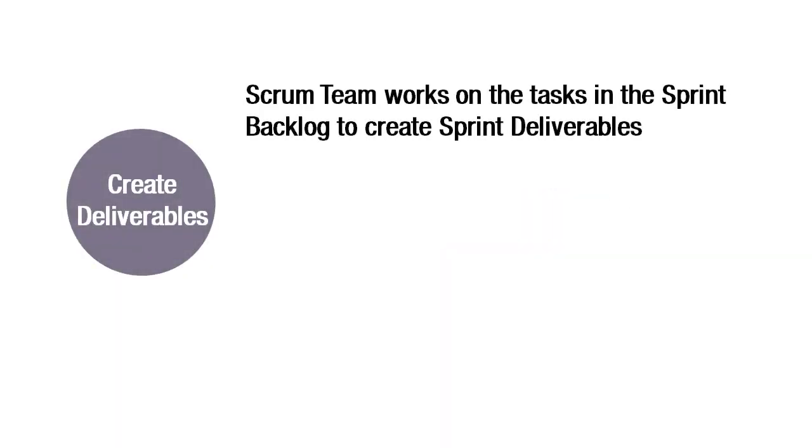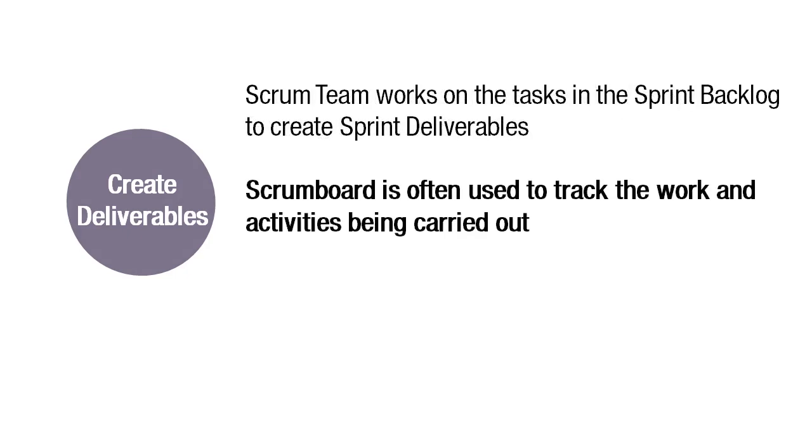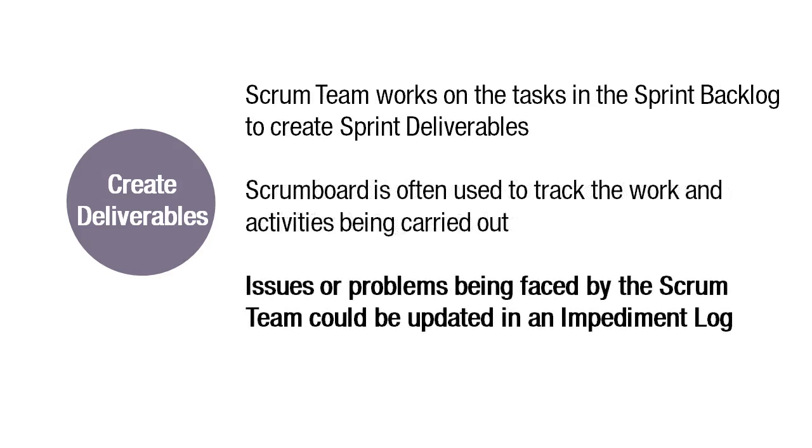Let's now look at the various processes listed to be carried out during this phase. The first process in the Implement phase is Create Deliverables. In this process, the Scrum team works on the tasks in the sprint backlog to create sprint deliverables. A Scrum board is often used to track the work and activities being carried out. Issues or problems being faced by the Scrum team could be updated in an impediment log.